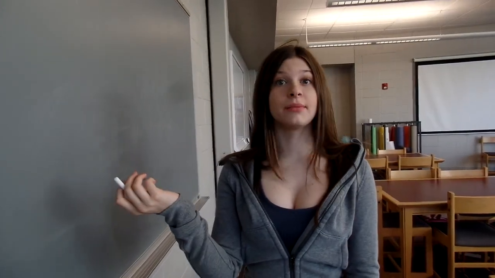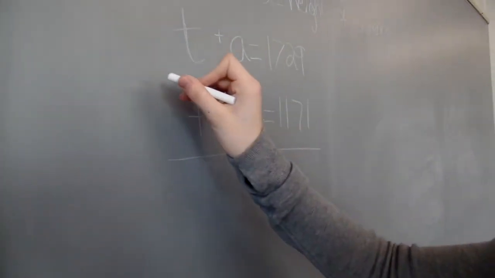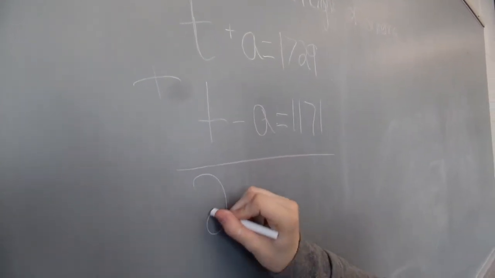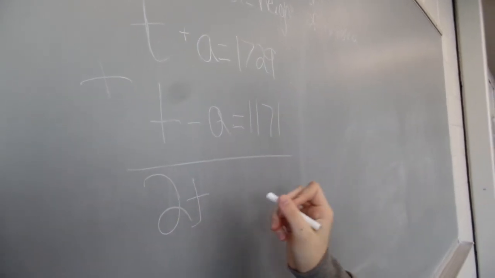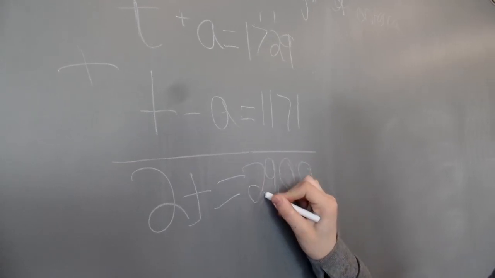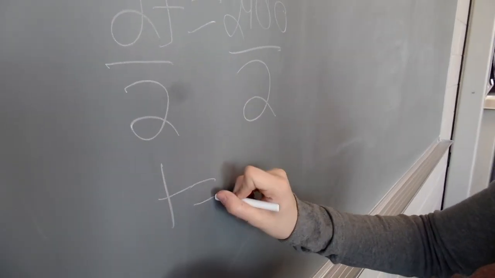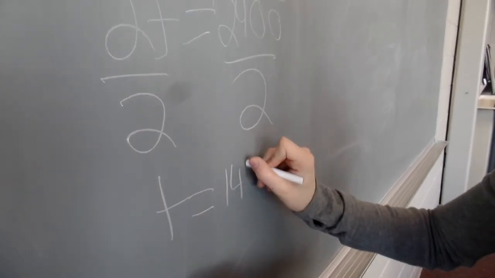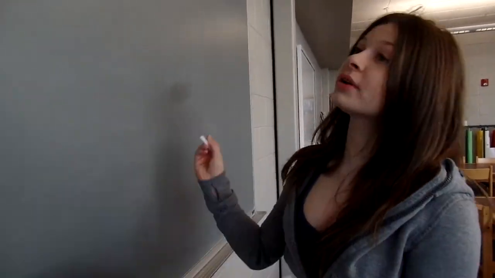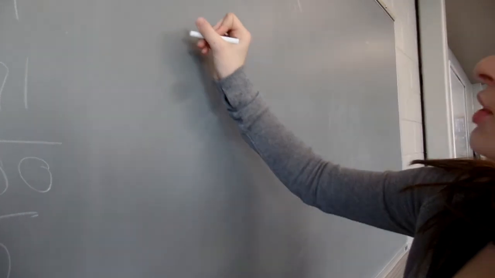Now, you're going to use elimination to solve this problem. We're going to add T and T together to get 2T. Both the A's cancel each other out, equals 2,900. And then divide by 2 on each side. T equals 1,450. So now that we know the value of T, we're going to substitute T in for our first equation.